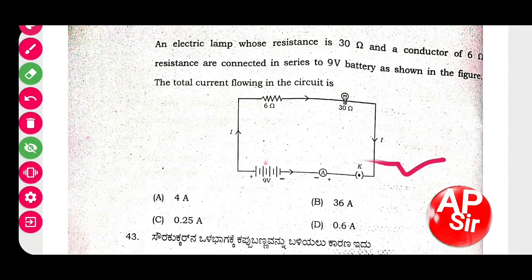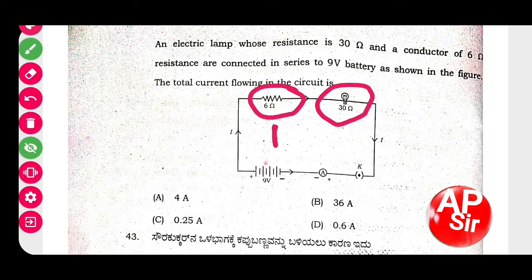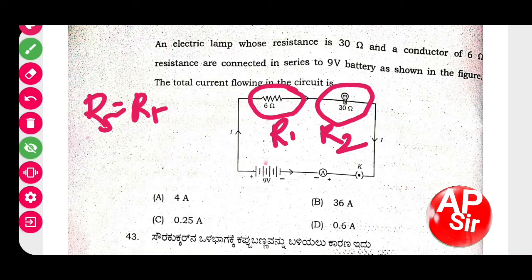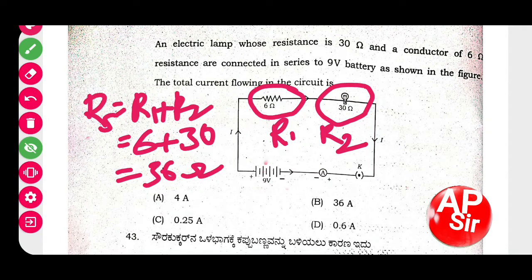Then we can find the current by using this. We have 6 ohm and 30 ohm, which we can consider as R1 and R2. They are in series because there is no diversion. So RS is equal to R1 plus R2, that is 6 plus 30, so we get 36 ohm. This is the overall resistance.